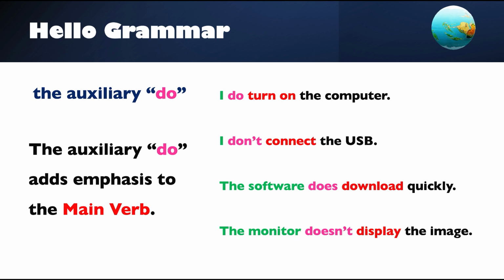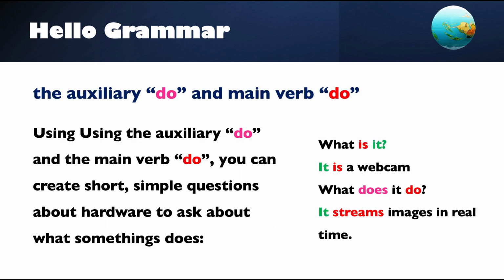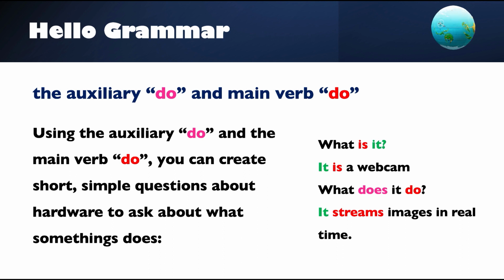Okay, so it can play a few roles within the verb structure of a sentence. So here, the auxiliary do and the main verb do. I've got two usings. Using the auxiliary do and the main verb do, you can create short, simple questions about hardware to ask what something does. So for example, what is it? It is a webcam. What does it do? It streams images in real time. So as we said before, you could say it does stream images if you want to add emphasis.